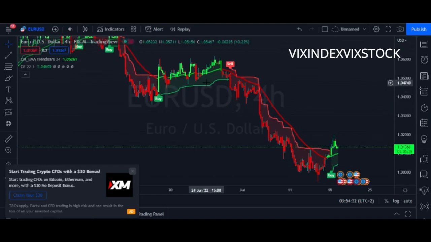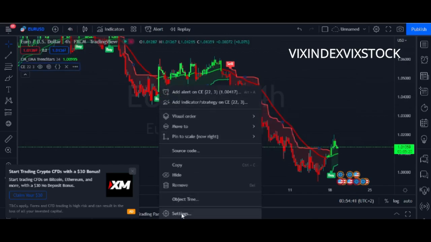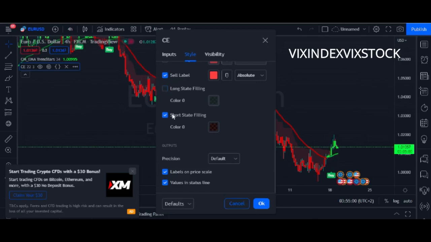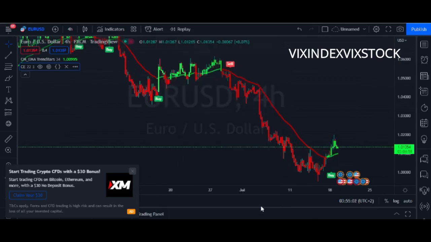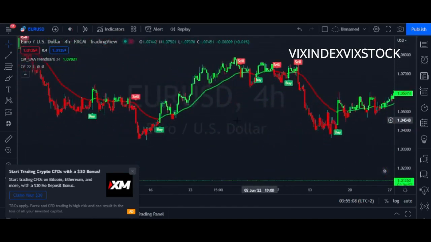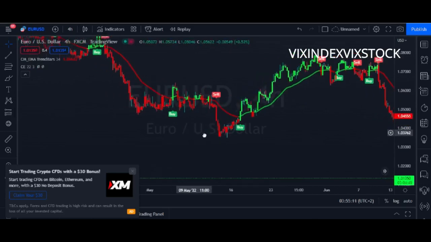So we are going to again edit this Chandelier indicator. We're going to go to the button here, right click, and go to settings. Now we are going to remove that, and we are going to remove that dot, and we just want to leave the buy and sell labels. We are also going to get rid of that, scroll down, get rid of that and that, and voila, that's how we have our nice system. You can see where it's going.